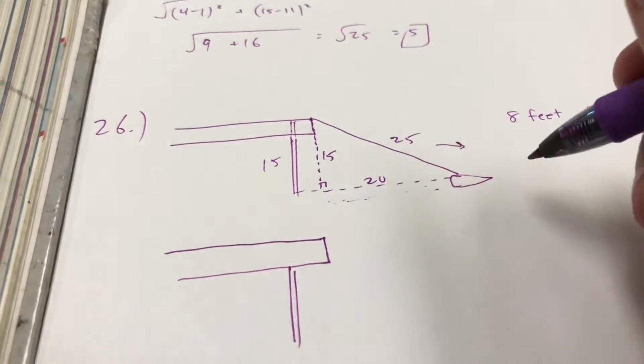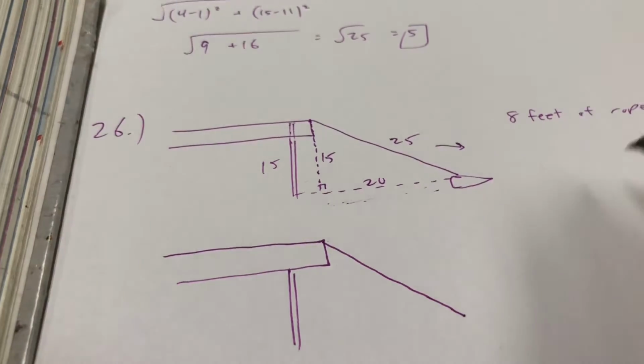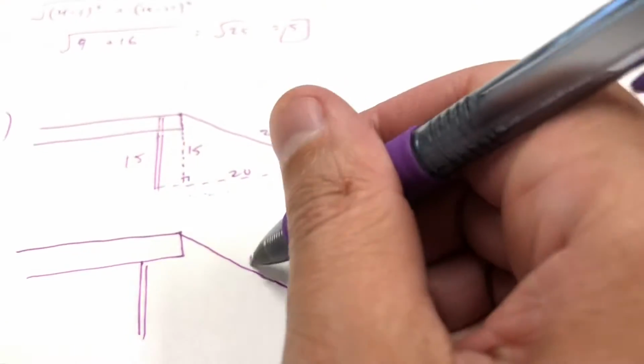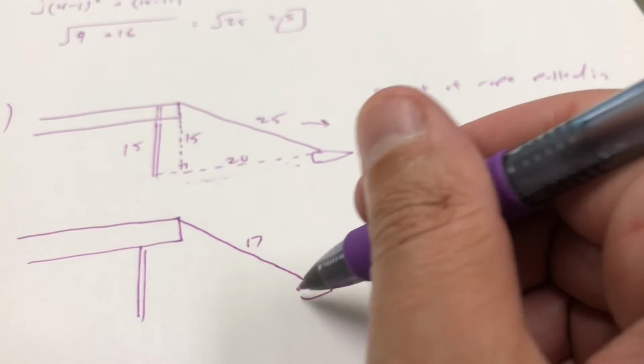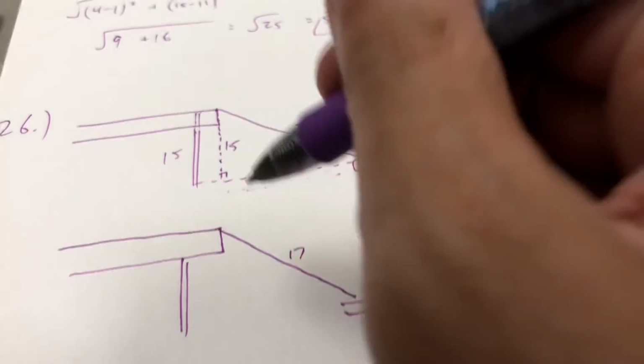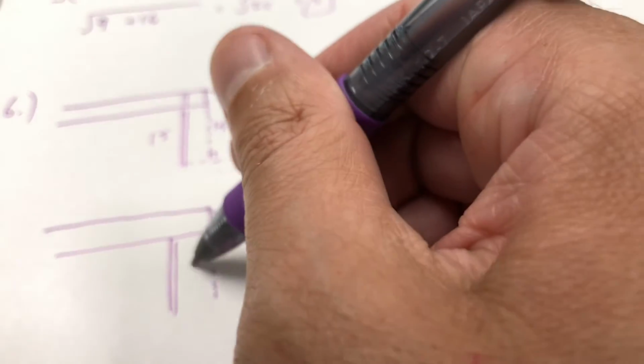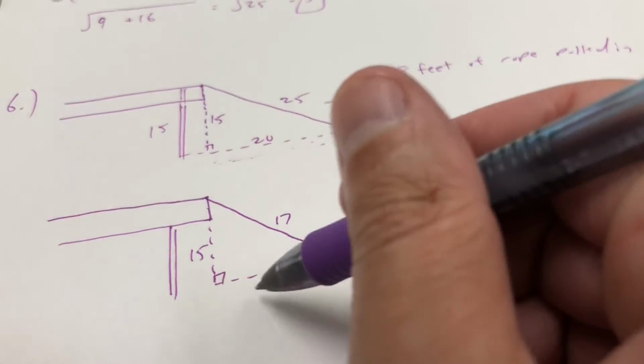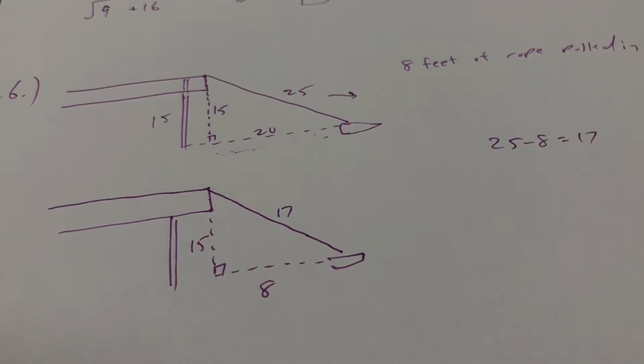Now, if you pull in the rope, you're pulling in 8 feet of rope. That means your rope is only going to be 25 minus 8, which is 17 feet after that. So now you have a rope that's 17 feet, and you have your little boat, and the boat has come in some. Dock is still 15 feet high. So we've got this right triangle here now that is an 8, 15, 17 triangle.